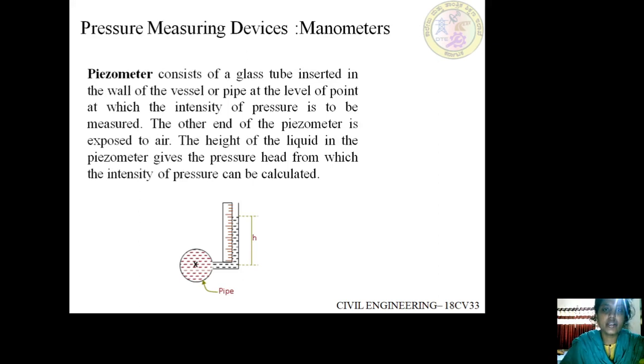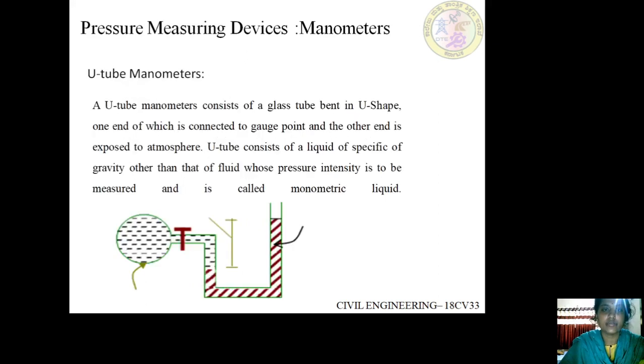Piezometer is a glass tube inserted in a pipe or a vessel at the level of the point at which the intensity is to be measured. The other end of the piezometer is kept open to the atmosphere. The height of the liquid in the piezometer gives the pressure head from which the intensity of the pressure can be calculated. Next is U-tube manometer.